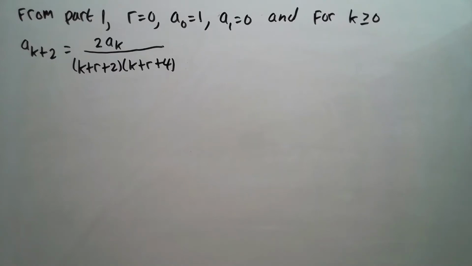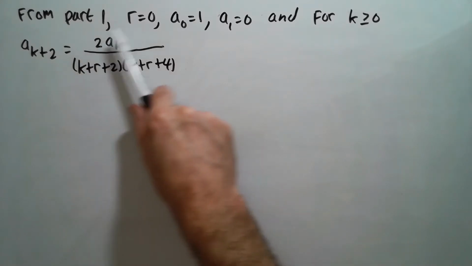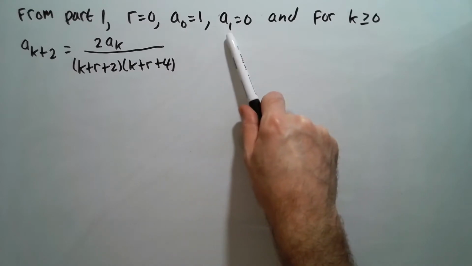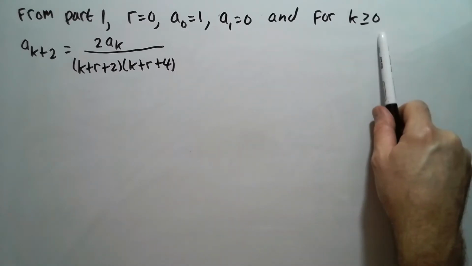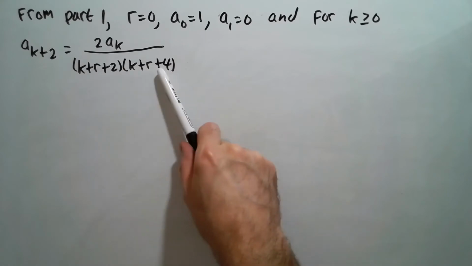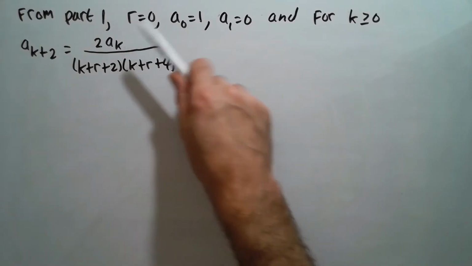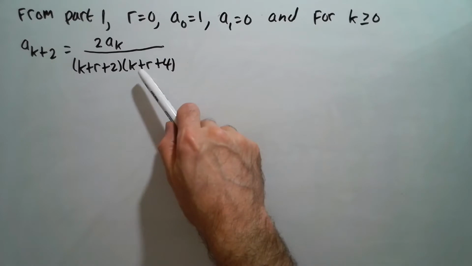Okay, so this is part two of our Frobenius method example. From part one, where we left off, we found that r was 0, a0 was 1, a1 was 0, and for k greater than 0, we had this recursive relation here. So we're going to consider two cases here: the case when k is even and the case when k is odd.